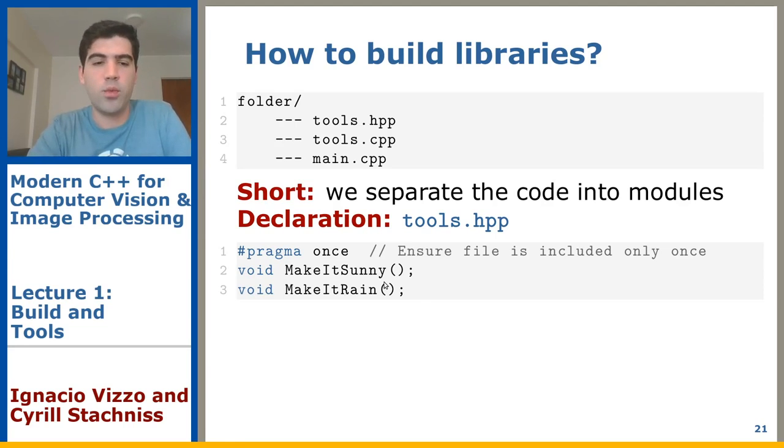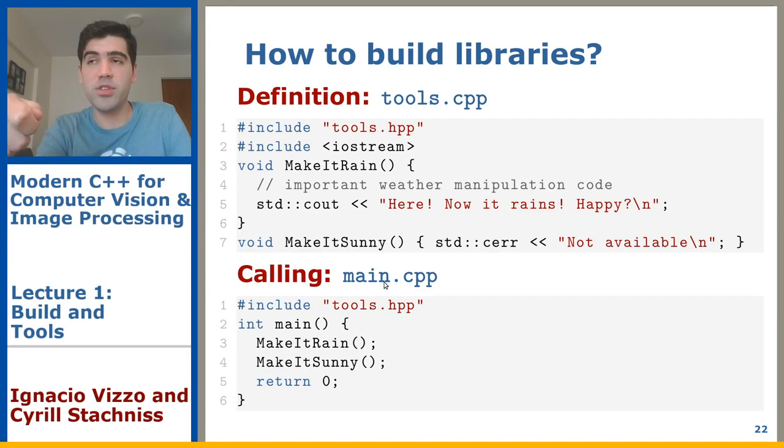In this case, we'll have 2 functions. It's called make it sunny, make it rain. But basically, for now, we don't know the implementation. So this is just the prototype. And then for that, we will create this tools.hpp file. And then we will specify the implementation on the CPP file. So let's do this example right away.